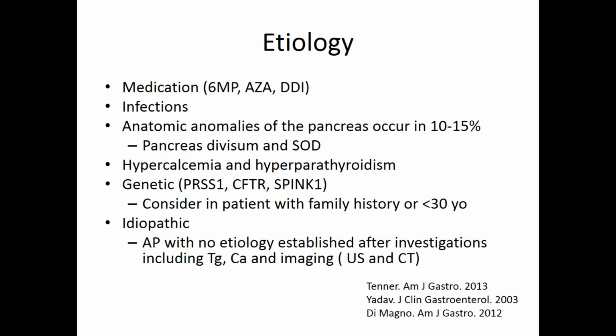Genetic syndromes are something we would consider, especially in patients with a family history of pancreatitis or in young patients presenting younger than 30 years old. It's important to test early because you can have an impact on their long-term history. Some mutations include the PRSS1 mutation, which is the mutation seen in hereditary pancreatitis, CFTR that we see in cystic fibrosis, and SPINK1 also. Finally, we say idiopathic pancreatitis when there's no etiology established after investigation, including blood count and imaging.